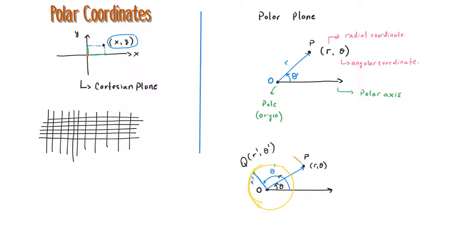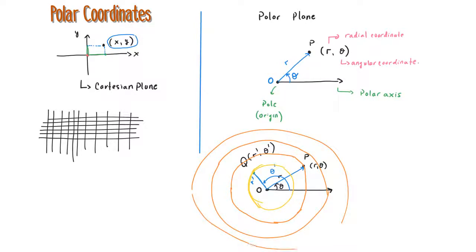Similarly, if I draw the circle that passes through point P, let me choose a different color, all of the points on this orange circle are going to be the same distance away from the pole. So I'm hoping you're getting the point that a polar plane doesn't look squarish. It looks more circular like this, right? And then you always have the polar axis originating from the pole and moving as a ray towards the right. So the polar plane looks circular. The Cartesian plane looks squarish.